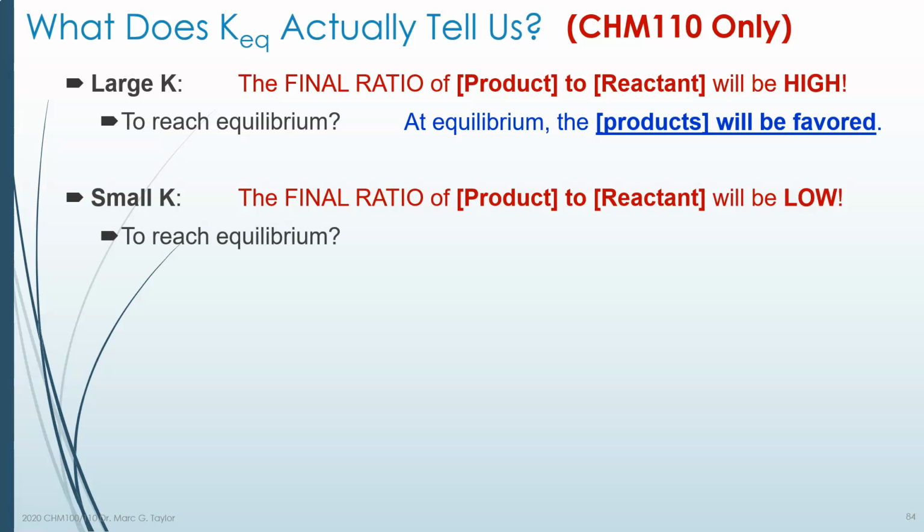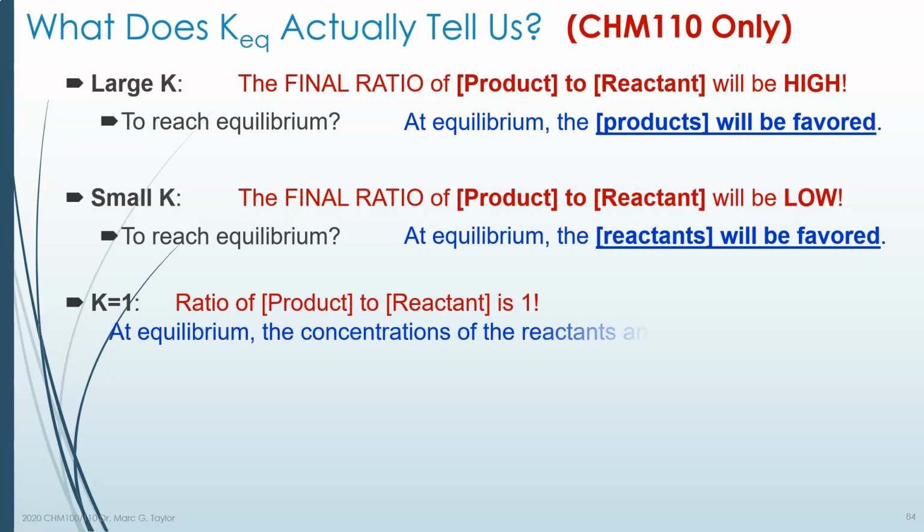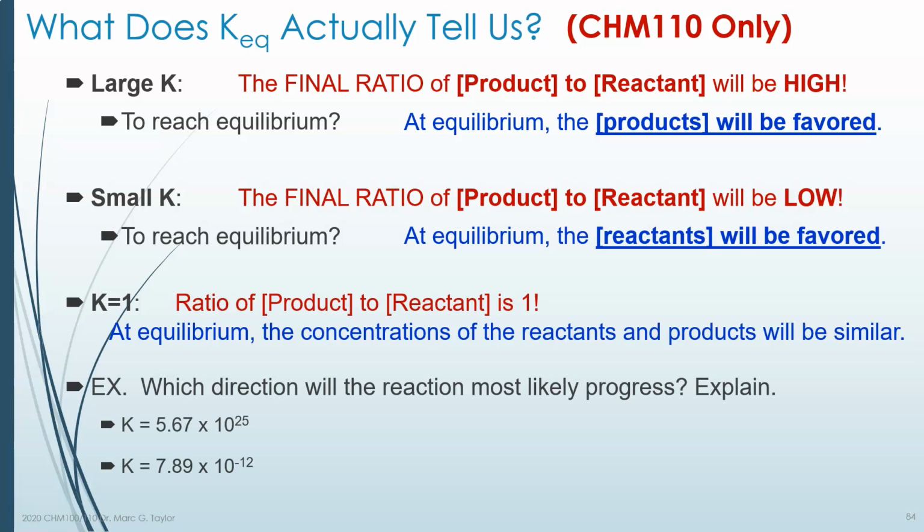So to reach equilibrium for a small K, you need to have the reactants favored. That means only a small amount of products will be produced at equilibrium. And if the K is exactly equal to 1 or even close to 1, it means that the ratio of the products to the reactants is similar to 1, and therefore the concentrations of the two must be similar.